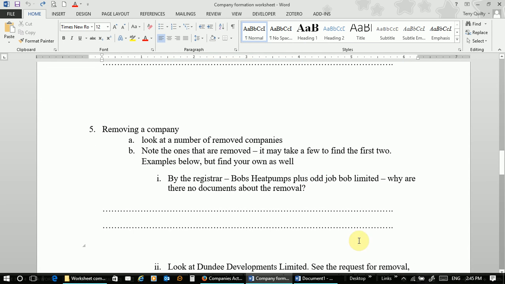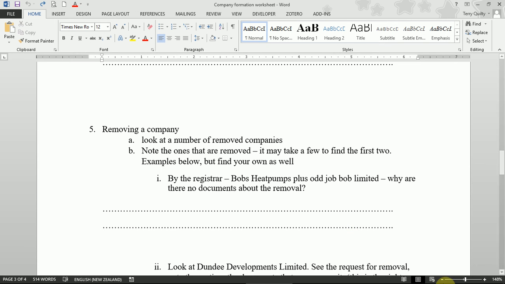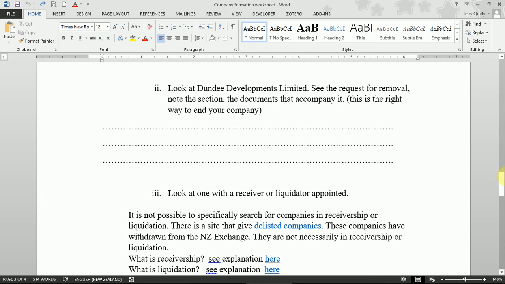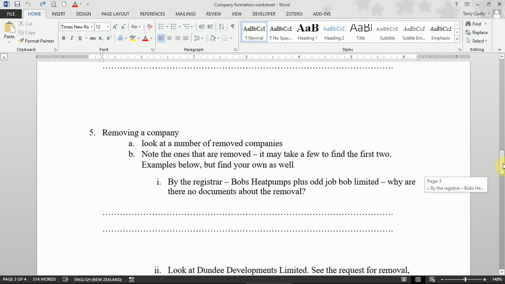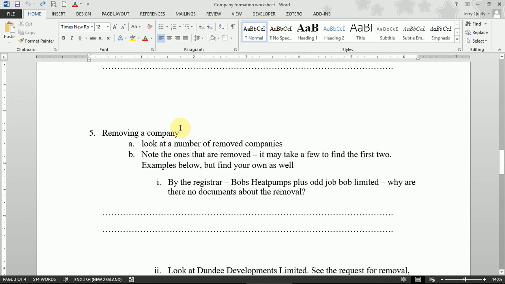Now, having a quick look at removal of companies, which I'm going to put into a part C. So we'll just stop this here to keep these videos short so it's not too much in one go. And we'll look at removing a company as a part C.